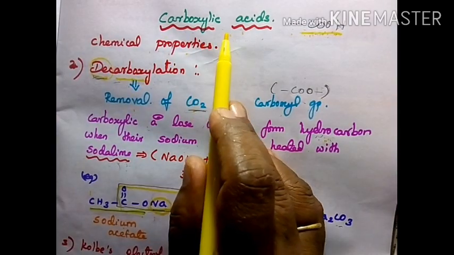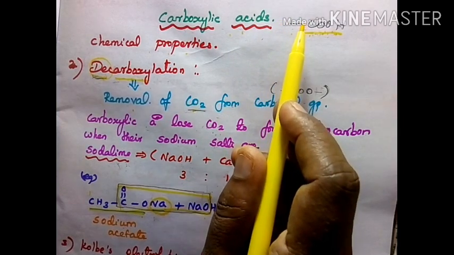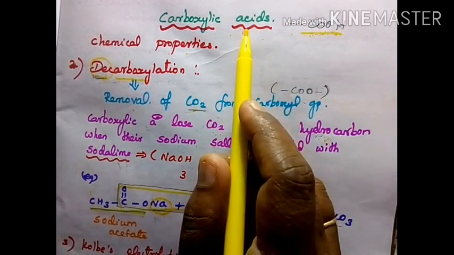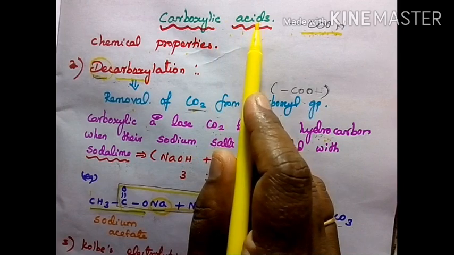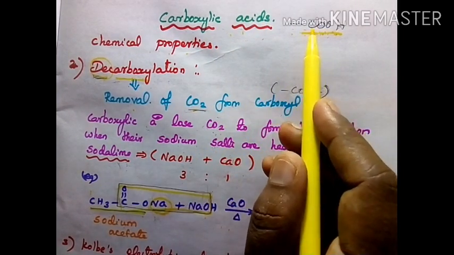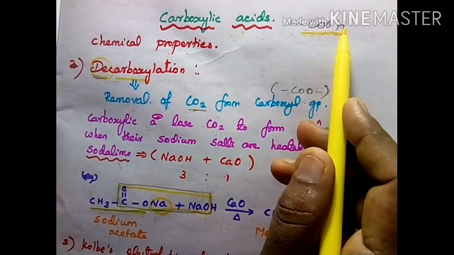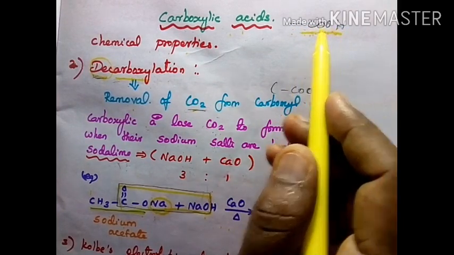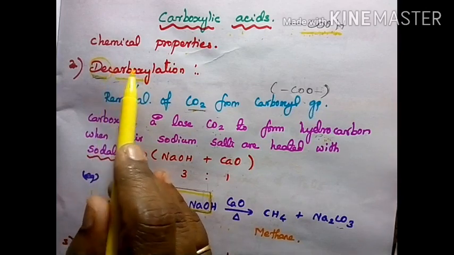Now we are going to see the chemical properties of carboxylic acid. Before going to chemical properties, first we must know what is carboxylic acid. Carboxylic acid means a compound which contains the COOH group. Now, first chemical property is decarboxylation.